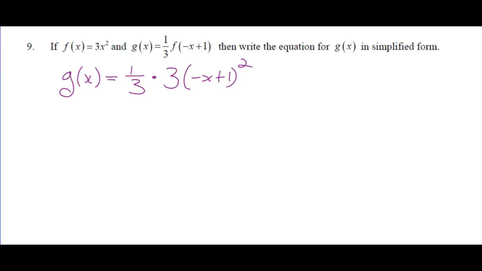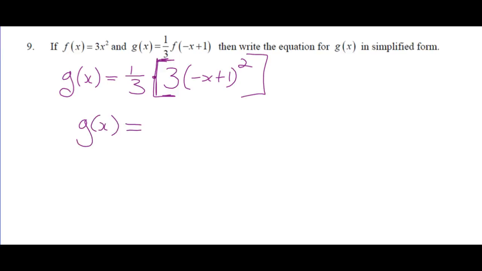Okay, now here let's separate these like this. Let's bracket that. So this bracket is f of negative x plus 1, right? If you see f of negative x plus 1, you may replace that with 3 times negative x plus 1 squared because that's the definition of f of x, right? It says take the input, take whatever's in the bracket, square it, multiply it by 3. Okay, and then we should be able to simplify that a little bit.